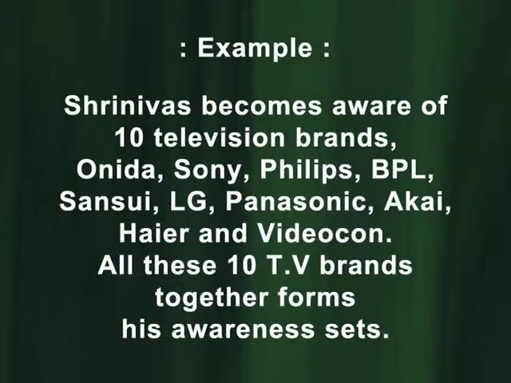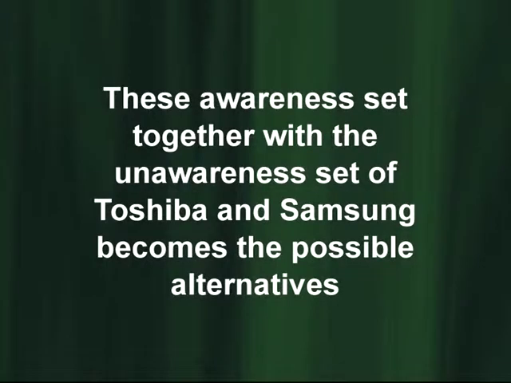In the process, Srinivas becomes aware of 10 television brands: Onida, Sony, Philips, BPL, Sansui, LG, Panasonic, Akai, Hair and Videocon. All these 10 TV brands together form his awareness set. This awareness set, together with the unawareness set of Toshiba and Samsung, becomes the possible alternatives.